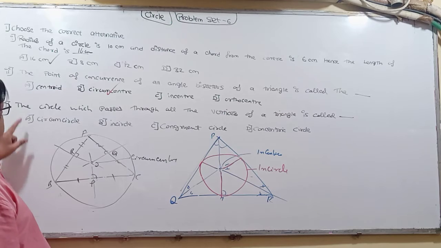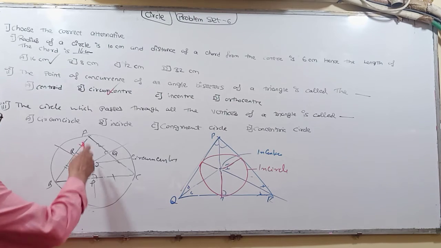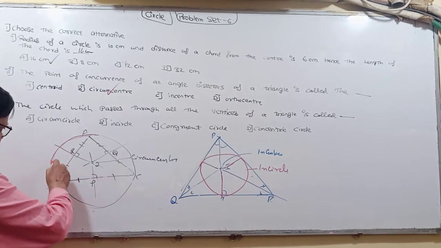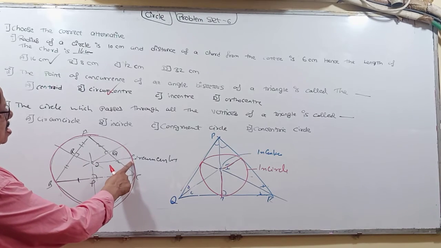Right. The circle which passes through all the vertices of a triangle is called circumcircle, which I already gave you. Circumcircle.